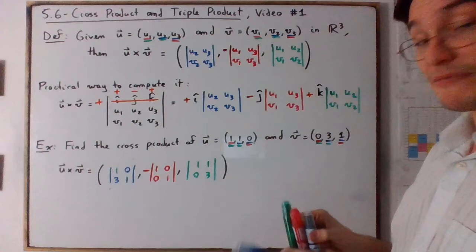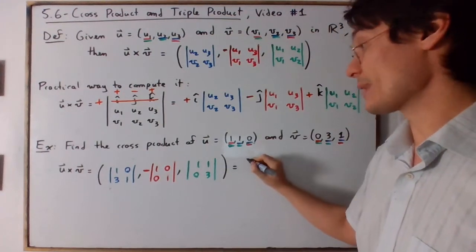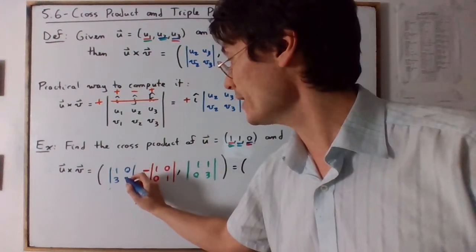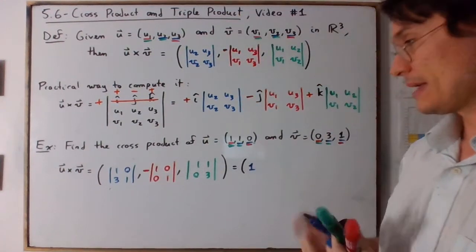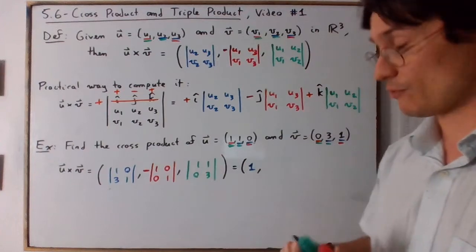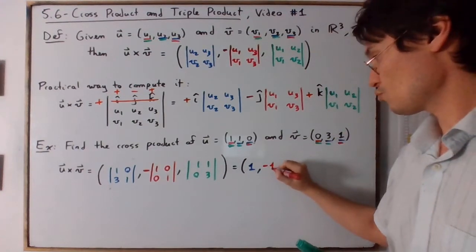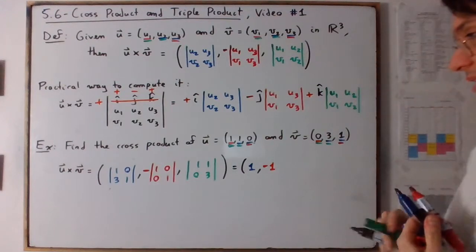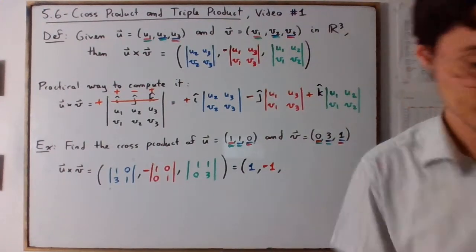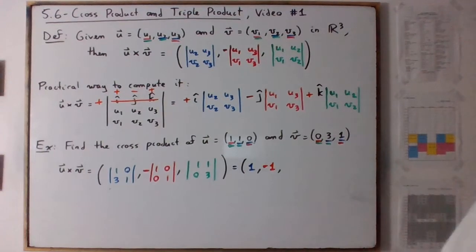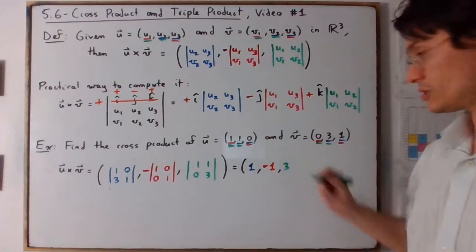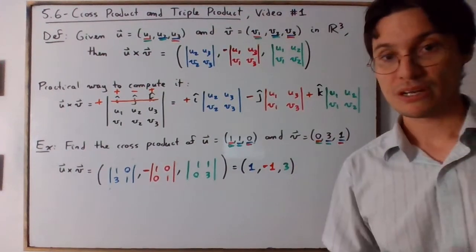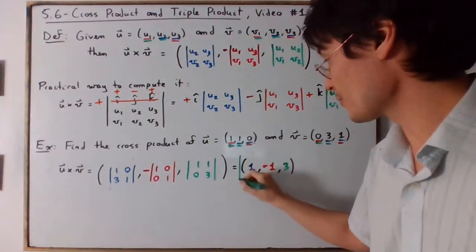And then the rest is obviously just grinding coffee, writing down the value for each calculation. So here you'll have 1. Here you'll have simply negative 1. And then you'll have 1 times 3, so it's going to be just 3. So there you go. This is your cross product.